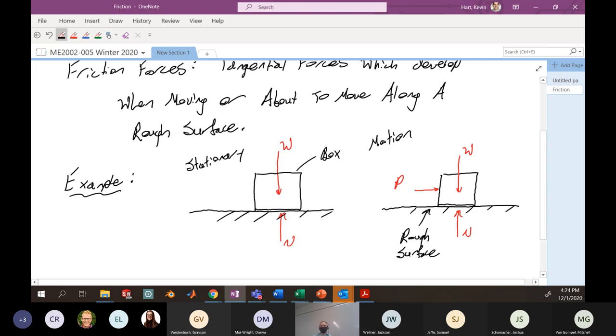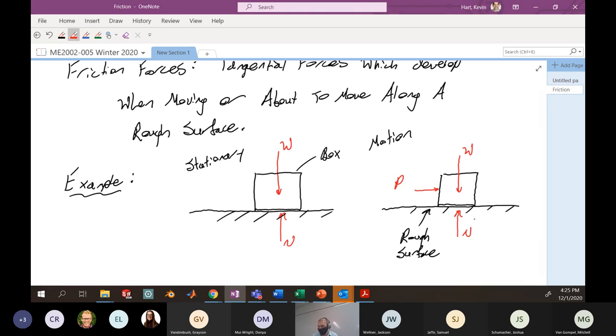Then there's going to be some force at the interface between the surface that's going to act to oppose this motion. Anyone that's sat on a chair understands this. Anyone that's tried to push a box in their life sort of understands this. And so we label this as the friction force, usually with the capital letter F. And in this situation, it's going to oppose the motion or the impending motion.